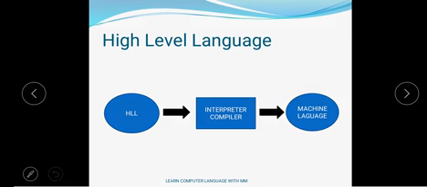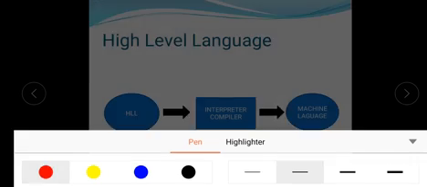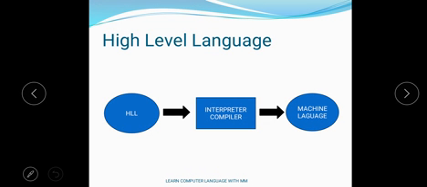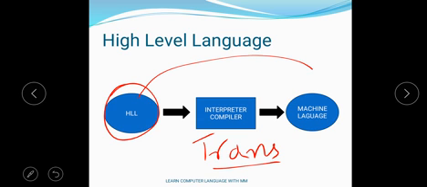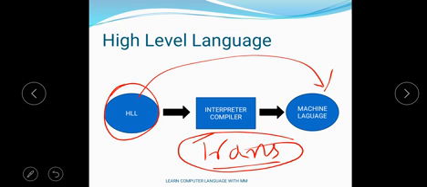Here also I have taken the help of pictorial representation to show you how the high level language is changing into the machine language. As in the case of assembly language, the assembly language is changing into the machine language by the help of assembler. Here the high level language is changing into the machine language by the help of translators. There are two types of translator. One is interpreter and the second one is compiler.